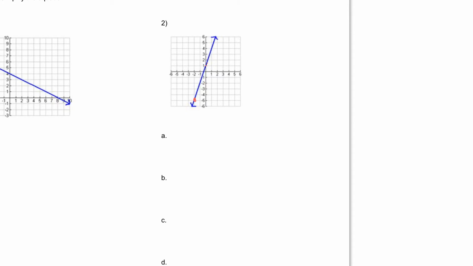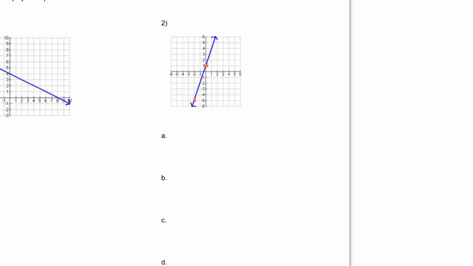Now, there are other points as well. So these aren't the only 2. You could use some other points such as -1, -2. Maybe you chose the point 1 and 4. Again, these are just some options. You only need 2 points.